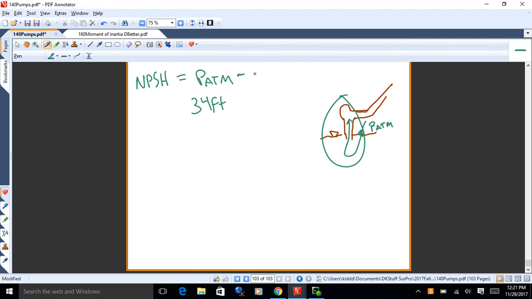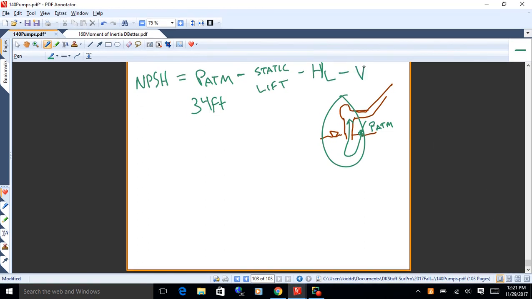Now you got to take off the static lift. That's how high your pump is set above the water. And that's a common problem, having a pump set too high. Okay, it takes too much energy away from the water and the pump won't function properly. Okay, you take away your head loss, because head loss and static lift are the same thing to a pump. It doesn't really know the difference.